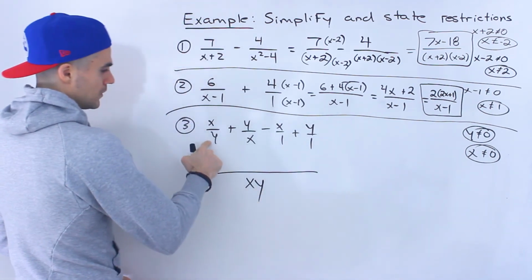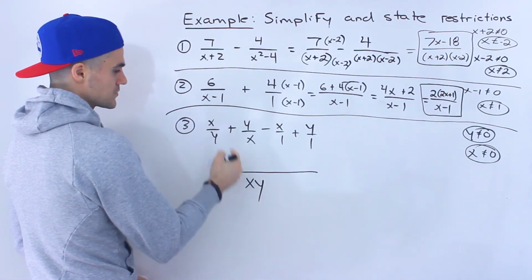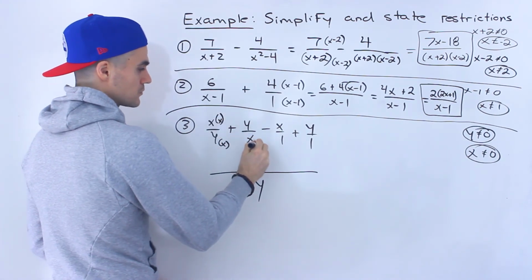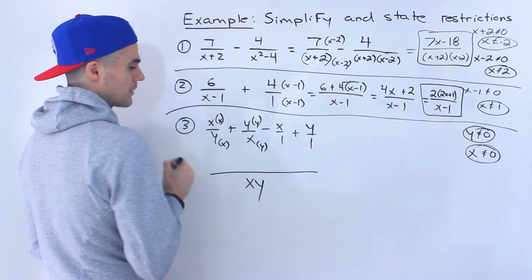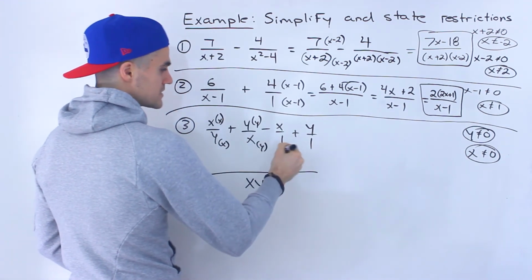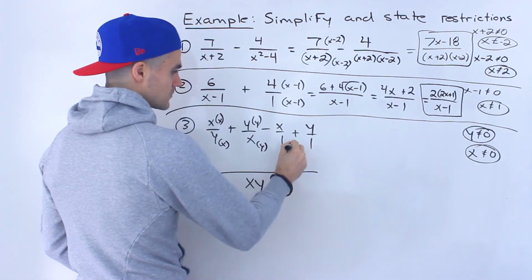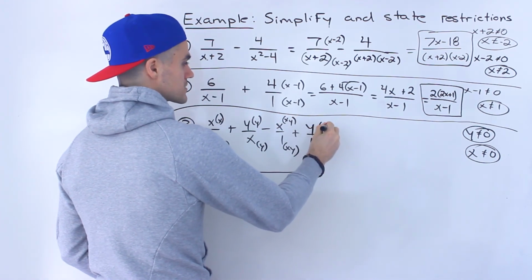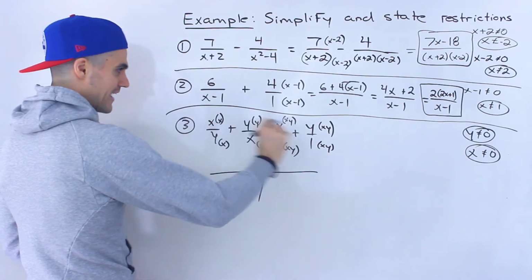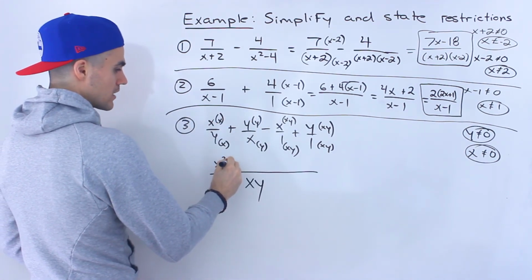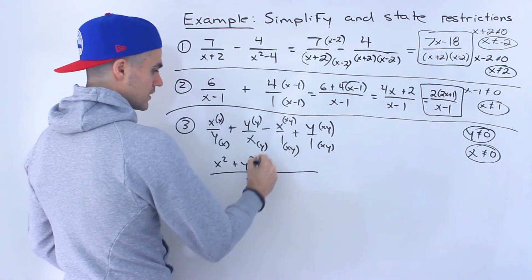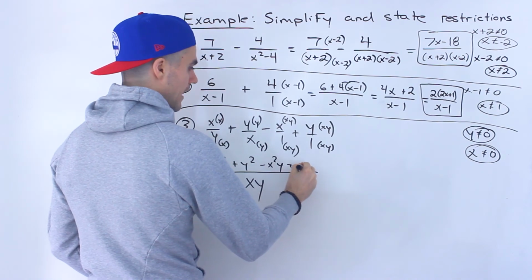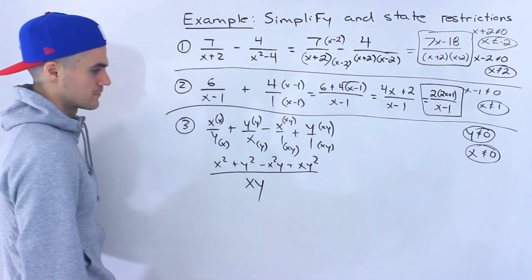What do we have to multiply this y by to get to xy? We have to multiply by x, which means the top we have to multiply by x. This x we have to multiply by y, which means the top we have to multiply by y. And both of these ones here we have to multiply by xy. So when we add everything up, we end up with x squared plus y squared, then minus x squared y, and then plus xy squared.